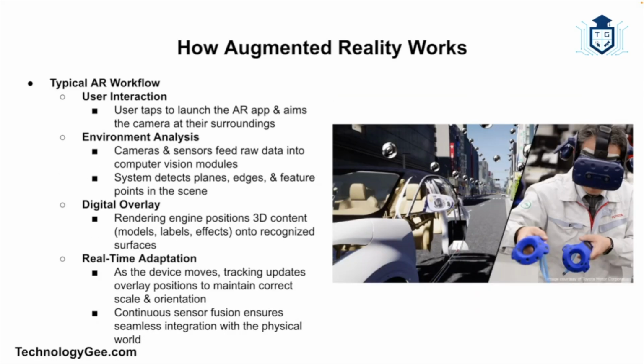And here's an example of augmented reality operation. A user points their smartphone camera at a specific location. The AR application uses the smartphone's camera and sensors to analyze the environment, recognizing objects and surfaces. The application overlays digital content such as 3D models or information onto the real-world view displayed on the smartphone screen. And then as the user moves their smartphone, the AR content adjusts in real time, maintaining its position and orientation relative to the physical environment.